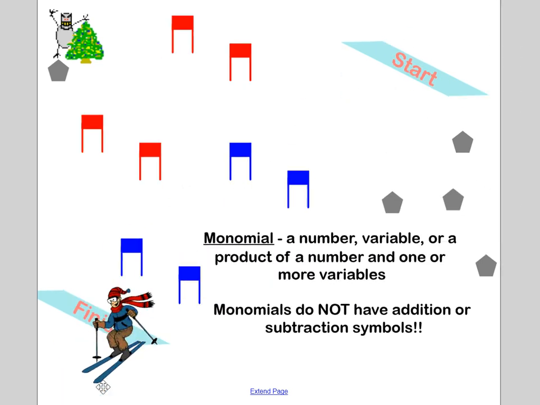A monomial is a number or variable, or a product of a number and one or more variables. Monomials do not have addition or subtraction symbols.